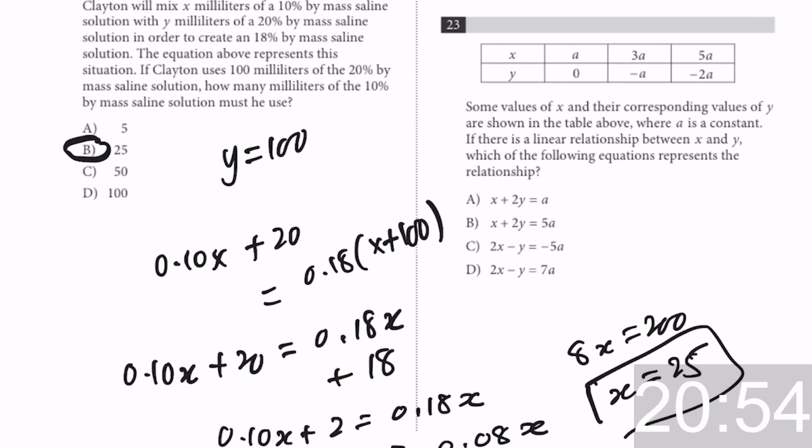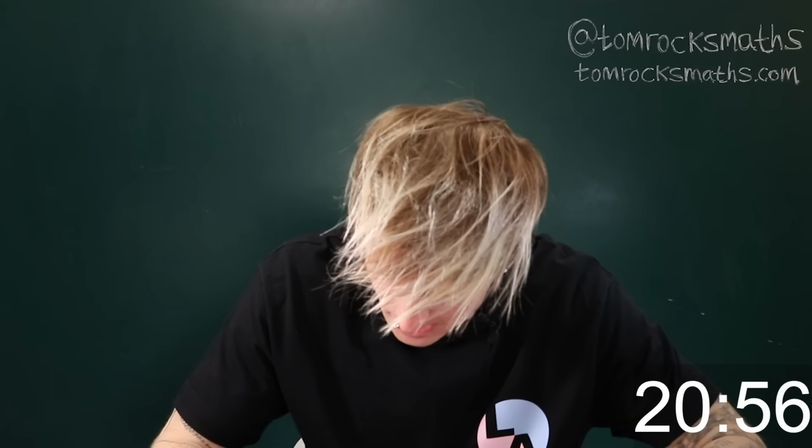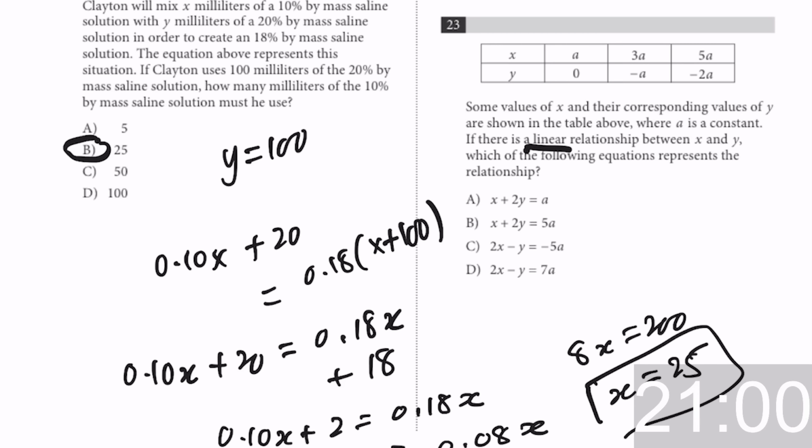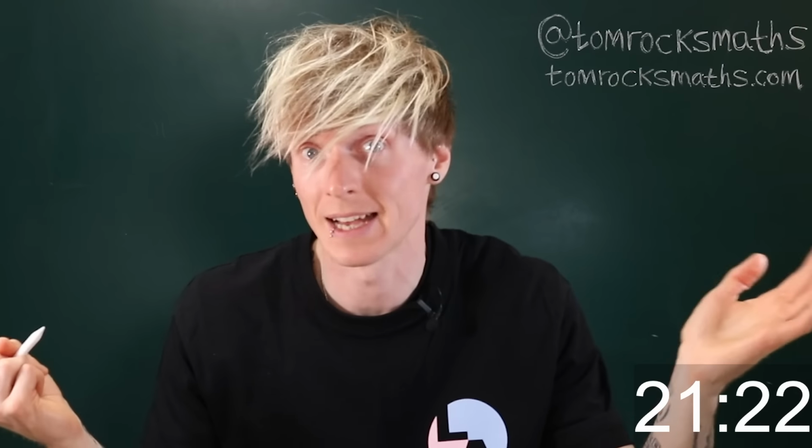Okay, 23. Some values of x and their corresponding values of y are shown in the table where a is a constant. There is a linear relationship. Okay, so y is 0, so we need x plus 2y equals a. Yeah, that works. x plus 2y does indeed equal a. So it's the first one then. They just have to equal a from that first one. Has to be a.